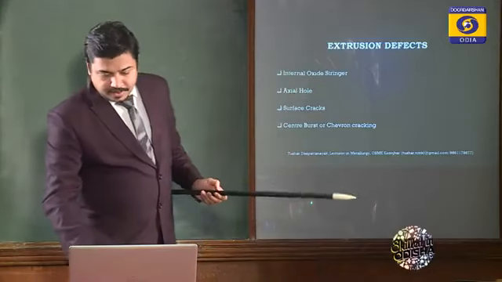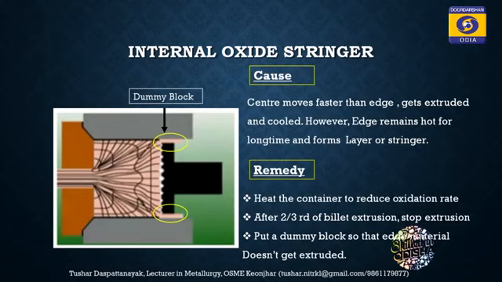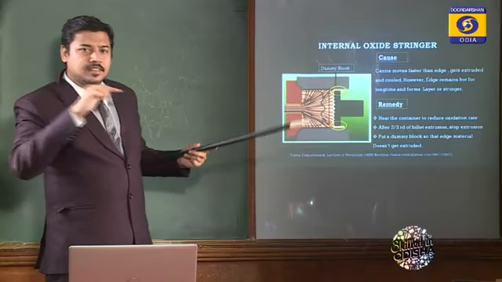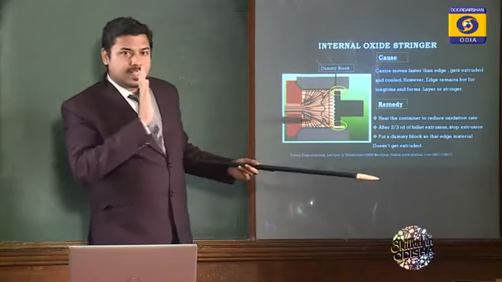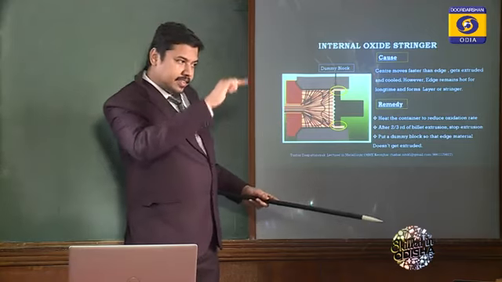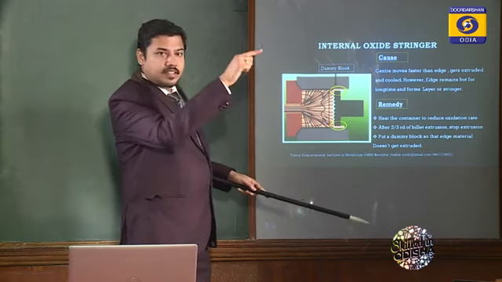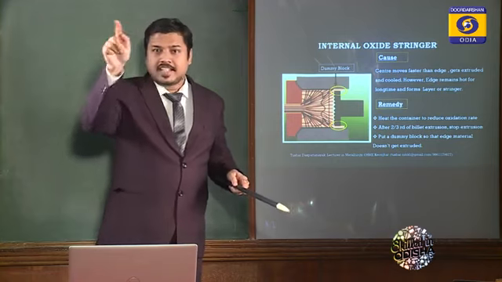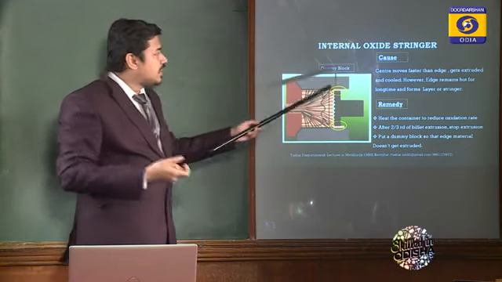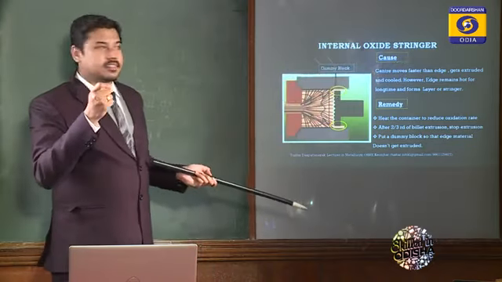Okay, we'll study first internal oxide stringer. As the name suggests, it's a stringer. Stringer means like a staircase. You know, if you look at a staircase from the back side or a side view, you get this kind of shape. So oxide stringer means metal oxide stringer.